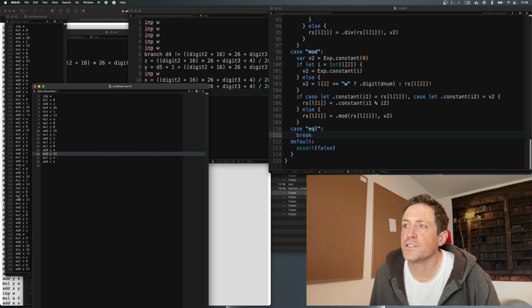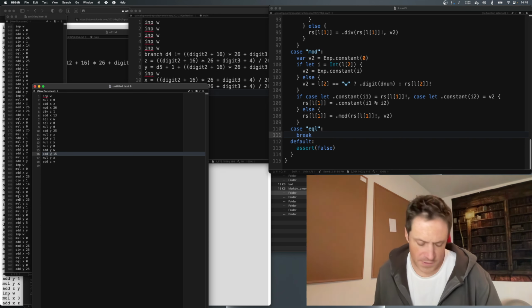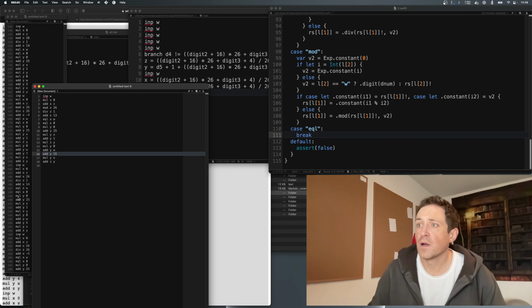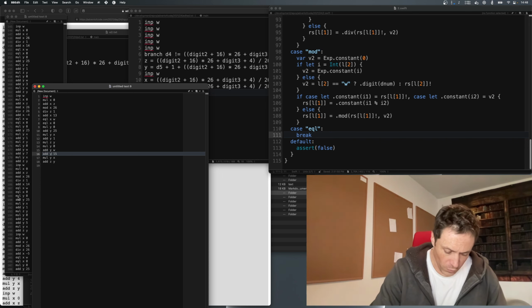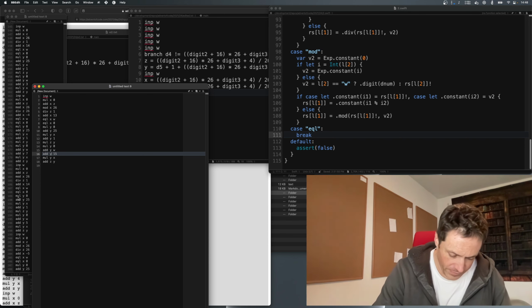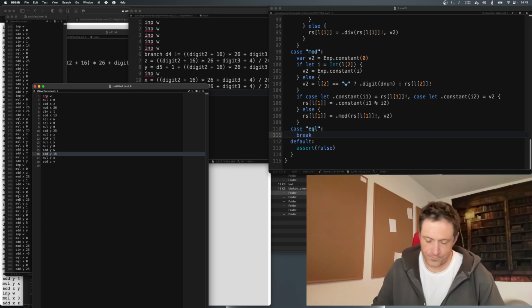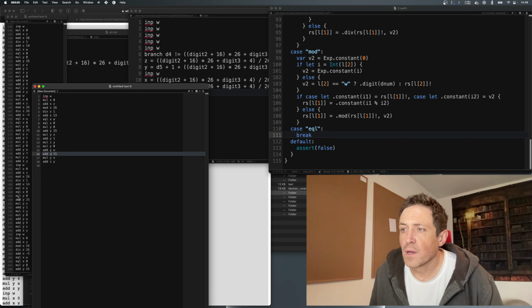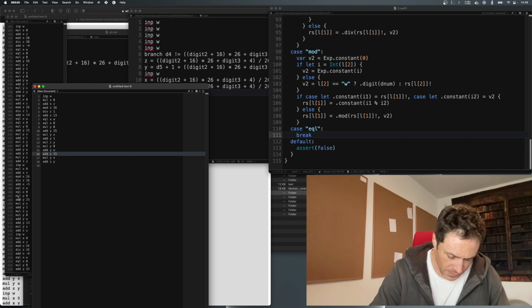10th iteration. Div z by 26. X minus 4. All the same. Y plus 7. Yep, okay. 11th iteration. Div z by 1. X plus 14.